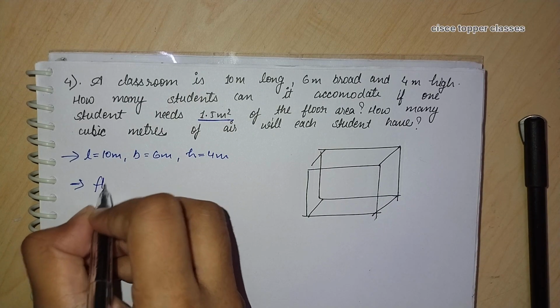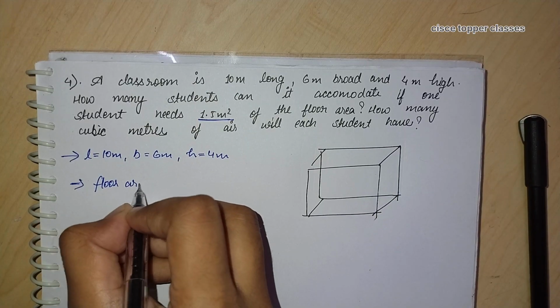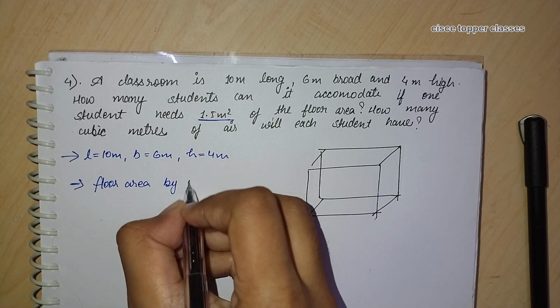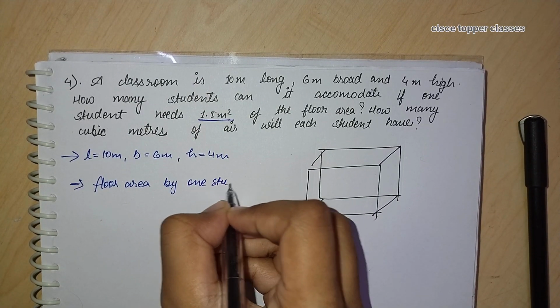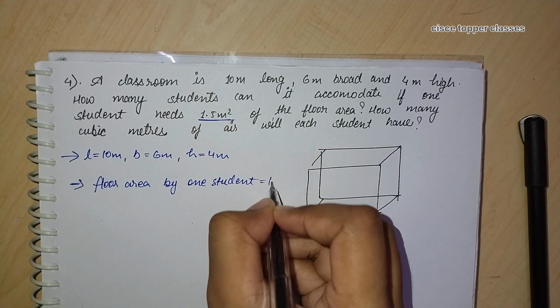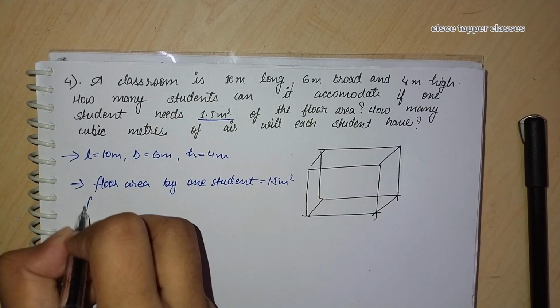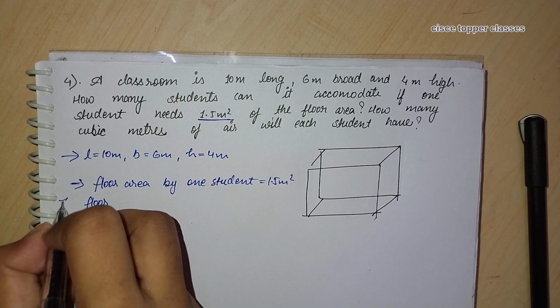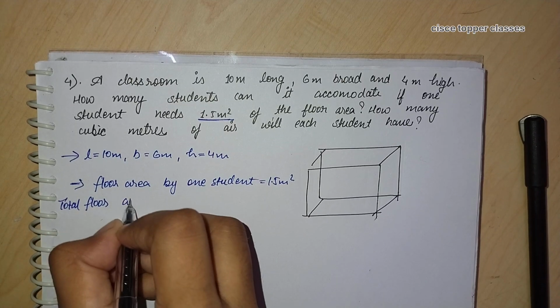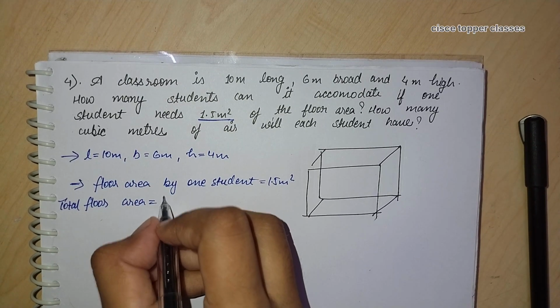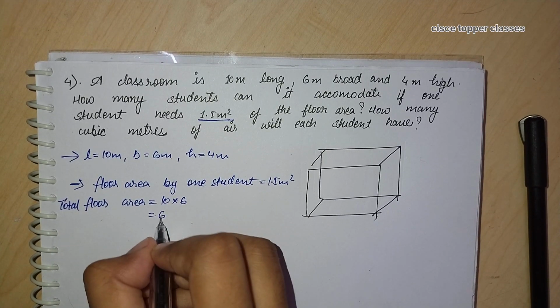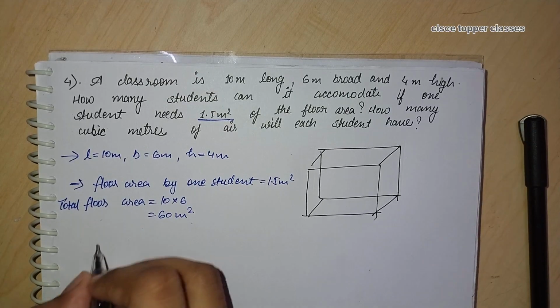So the floor area needed by one student is 1.5 meter square. So we can firstly find the total floor area, that will be length into breadth. So 10 into 6 means 60 meter square here.